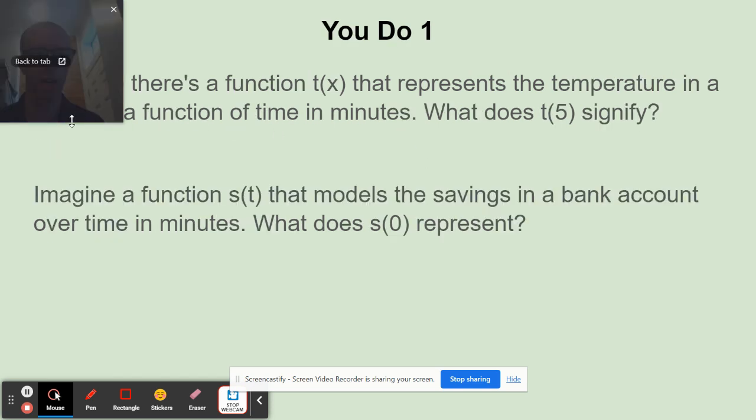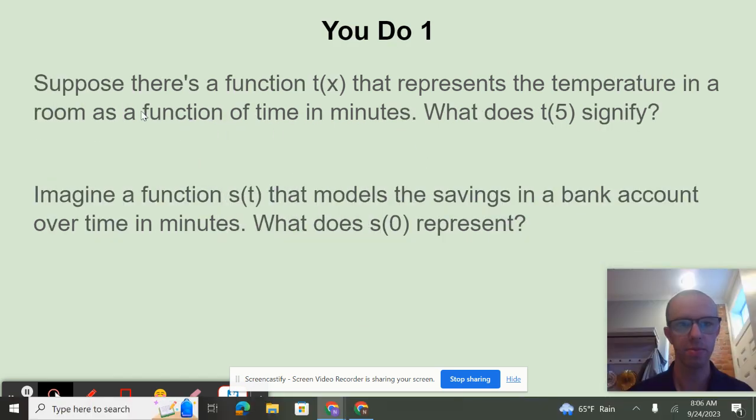Let's move forward and have you try one. Suppose there's a function, t of x, that represents the temperature in a room as a function of time in minutes. What does t of 5 signify? Go ahead, pause the video, and try these 2 questions.